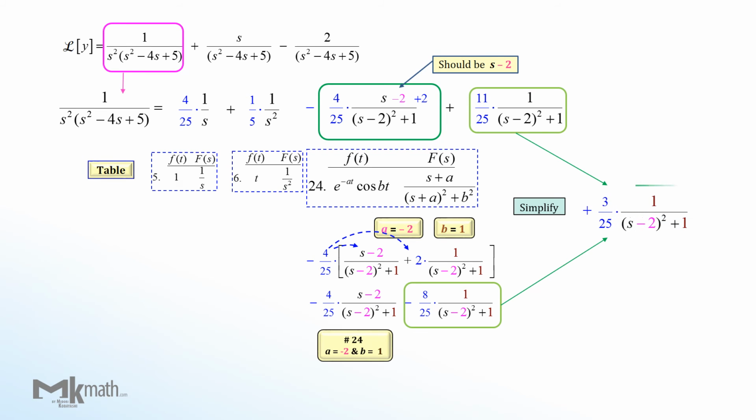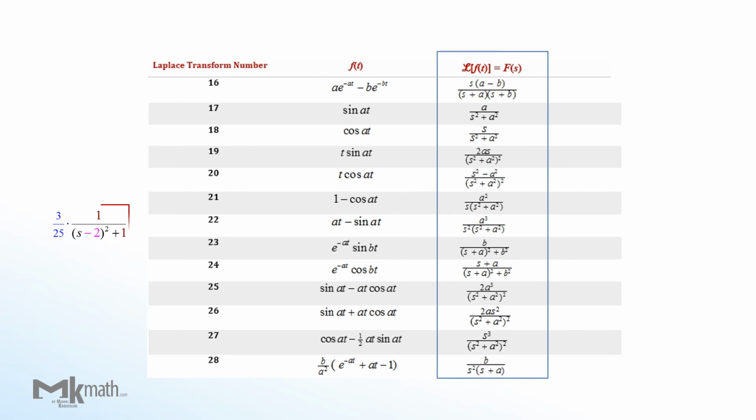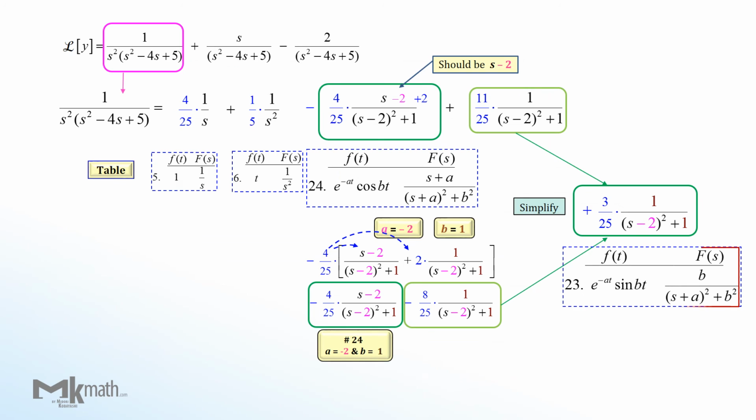Simplifying the two terms to get 3 over 25ths times 1 over bracket s minus 2 to the square plus 1. Let's find out the entry number for this one in the table. For this form, we select number 23 as there is a constant b on the numerator. We found the entry number 23 for the last part.